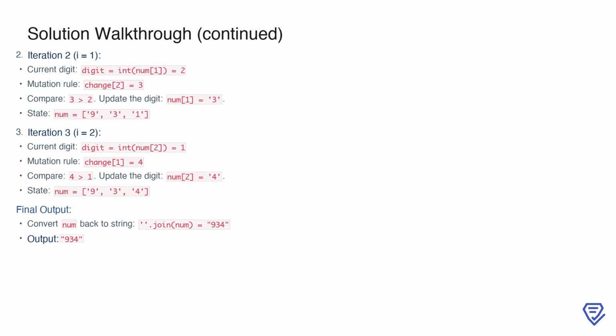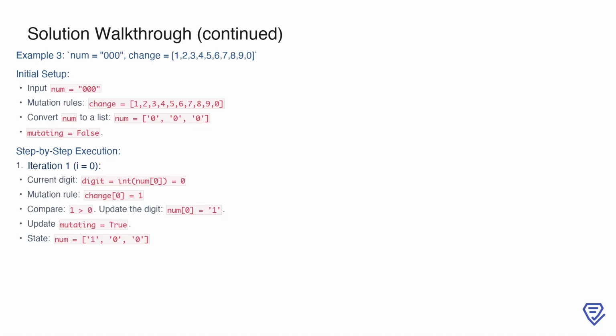Moving to the third iteration at index 2, the current digit is 1. Here, the mutation rules specify the change 1 is 4. Since 4 is greater than 1, we replace the digit at index 2 with 4. After all iterations, the state of number becomes 9, 3, 4. Finally, we convert this list back into a string, yielding the output 934.